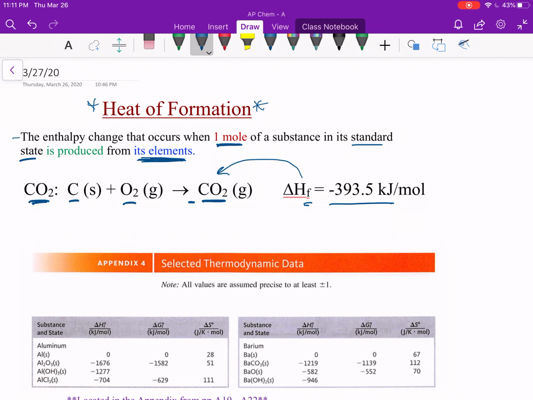No matter what my product is, it's always going to be a combination or a synthesis reaction. So we're only going to have one product. We're only going to have 1 mole of that product. And our reactants are always going to be our elements.